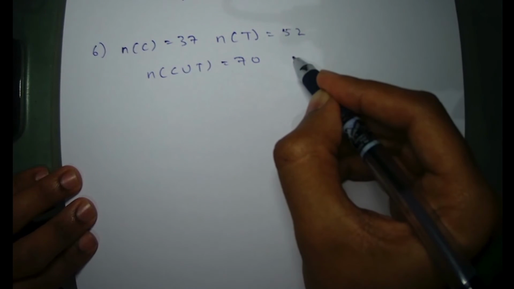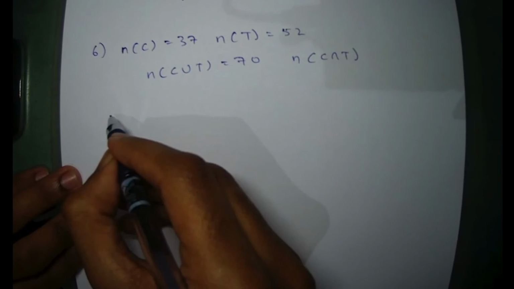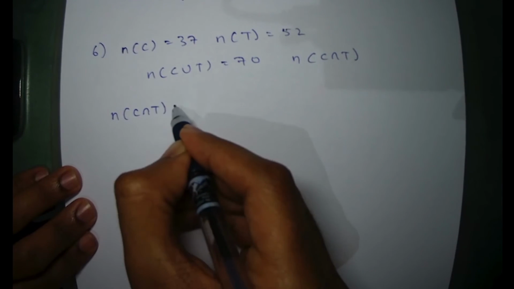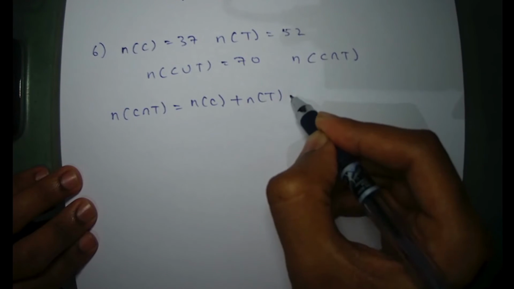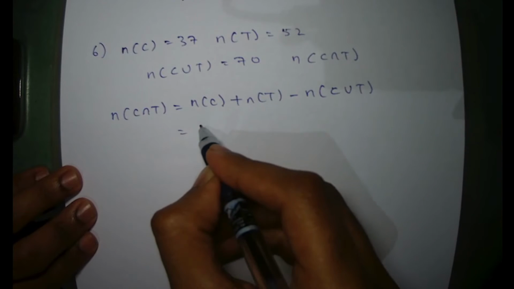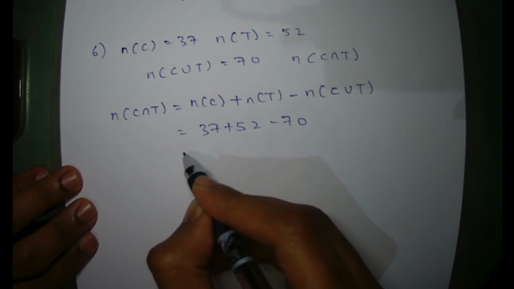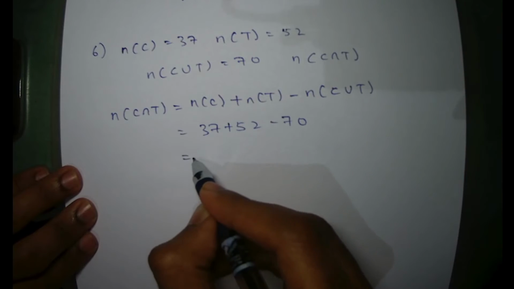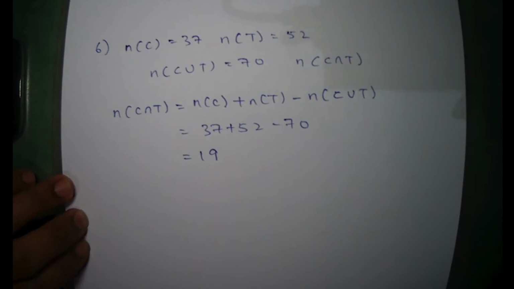We have to find people who like both tea and coffee, that is C intersection T. So n of C intersection T will be n of C plus n of T minus n of C union T, which is 37 plus 52 minus 70, which will give us 19. So the number of people who like both coffee and tea is 19.